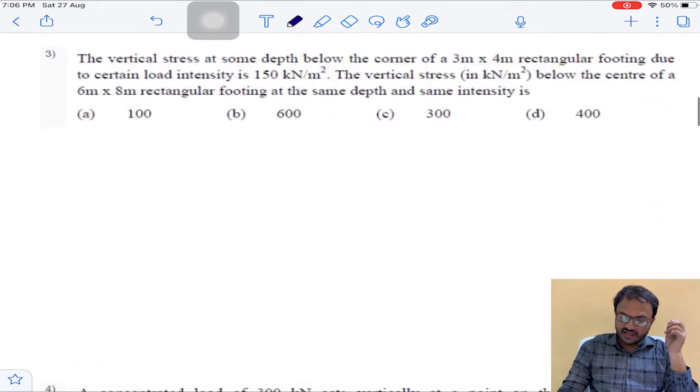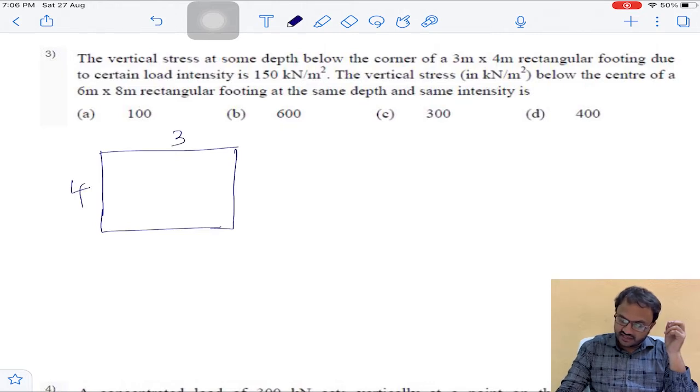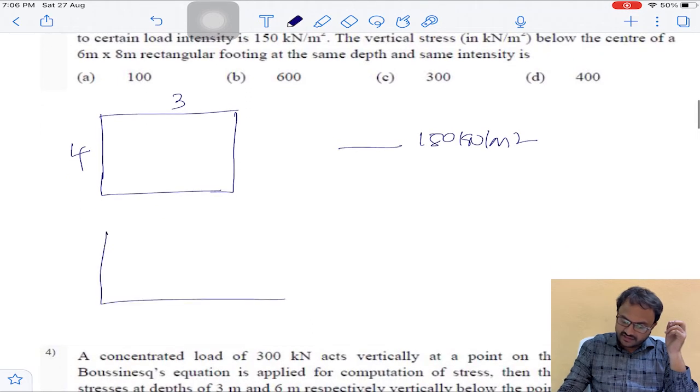Coming to question number 3, the vertical stress at some depth below the center of a 3 by 4 rectangular footing due to a certain load intensity is 150 kN per meter square. Now the vertical stress below the center of a 6 by 8 footing, first of all he has given 3 by 4. So the vertical stress intensity is 150 kN per meter square. Now coming to 6 by 8.